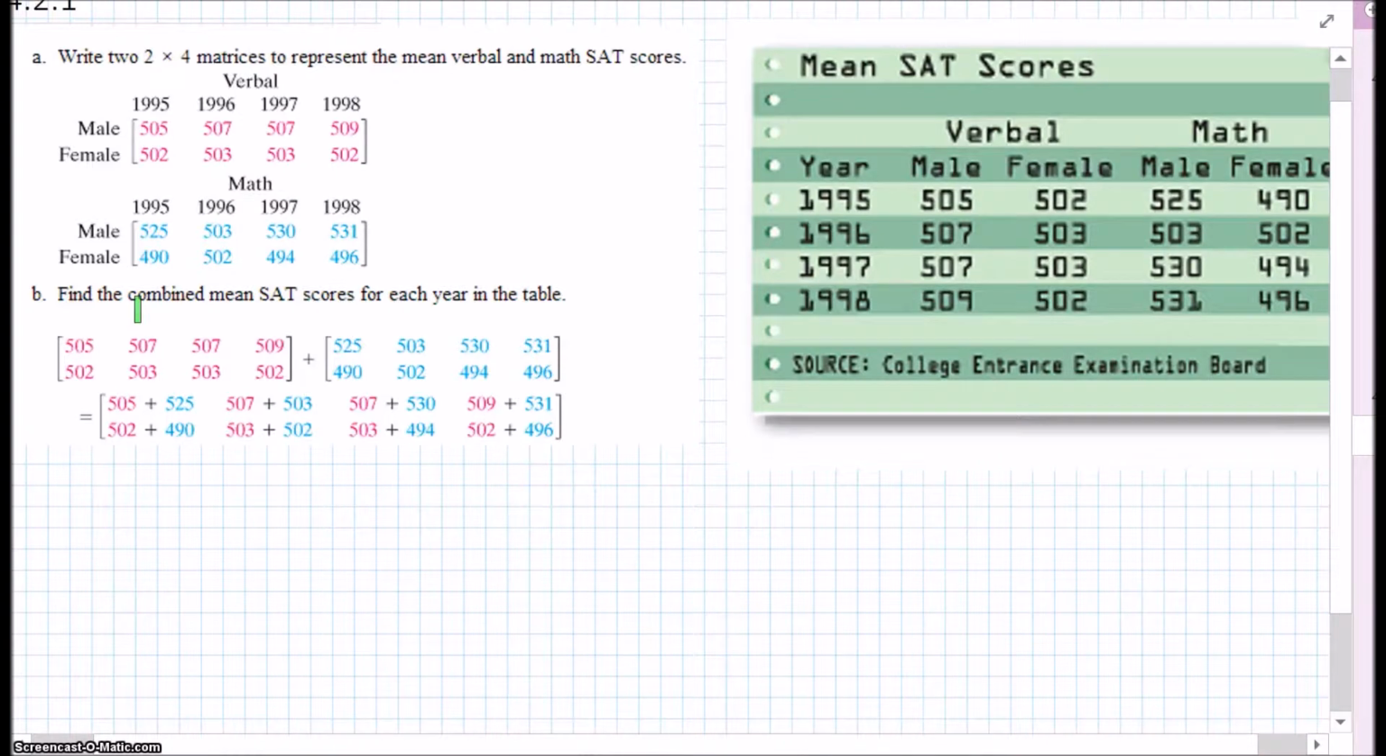It says find the combined mean SAT score for each year in the table. So we're just going to add the two matrices together. The male was 505 in verbal and 525 in math, so the combined score is 505 plus 525. The female was 502 and 490, and so on. You're just going to add all the elements in. We're not going to work through that because you can do basic math.